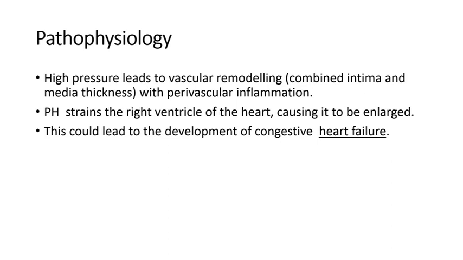Pulmonary hypertension strains the right ventricle of the heart, causing it to be enlarged. So after enlargement of the right ventricle, it gets hypertrophied, and eventually it could fail. That results in right ventricular failure, which could lead to development of congestive heart failure with lower limb edema, abdominal distension secondary to ascites, and dragging liver pain due to liver congestion.